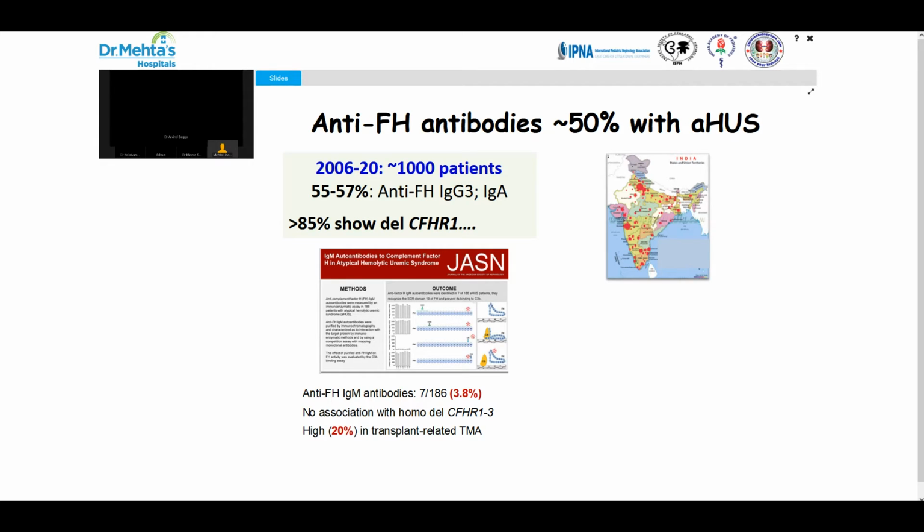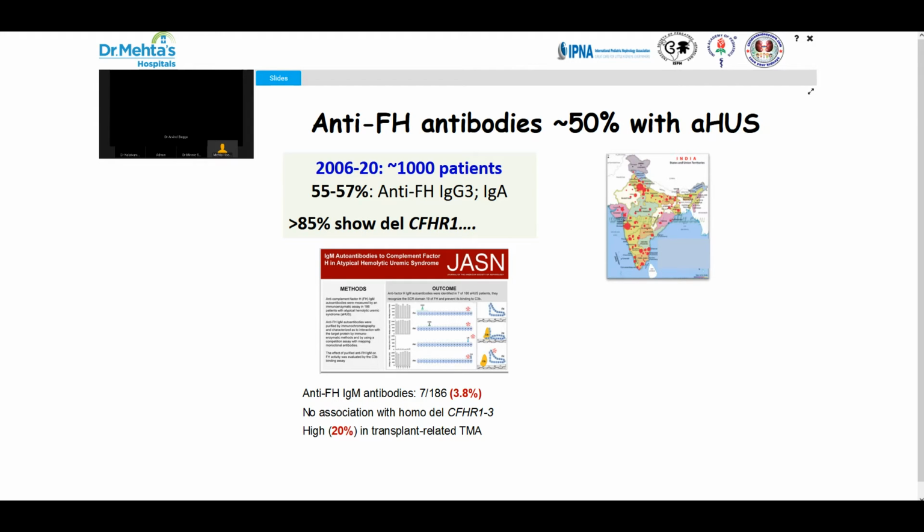Interestingly, if you look at data from our country, about 50% of all atypical HUS is due to Antifactor H autoantibodies, and I'm sure you're all aware of this data. And we became interested in atypical HUS because we were running a complement service that began about 15 years ago. And over the last 15 years, we have accrued close to about 1,000 patients from all over the country, as you can see on the map on the right-hand side.